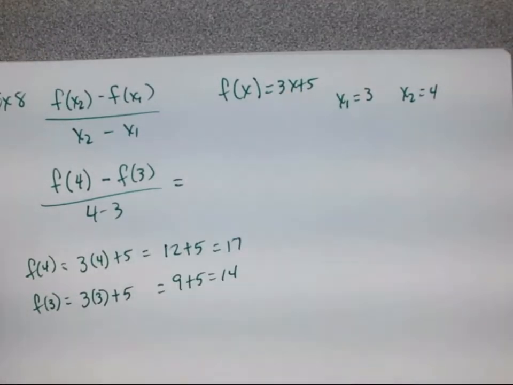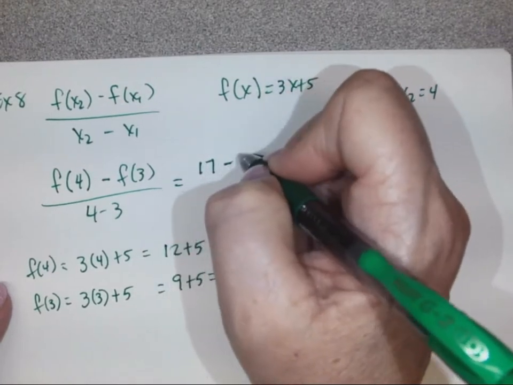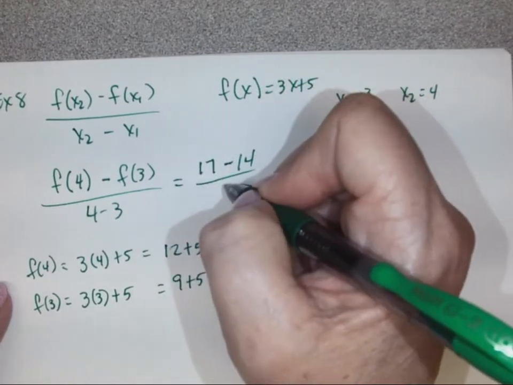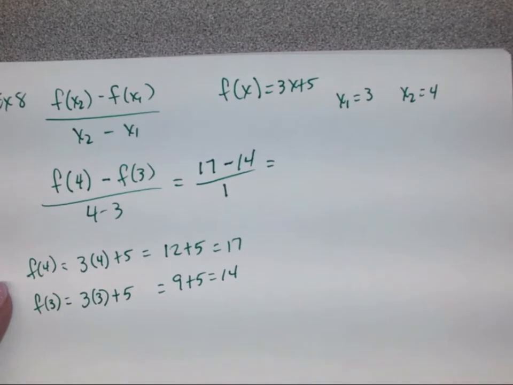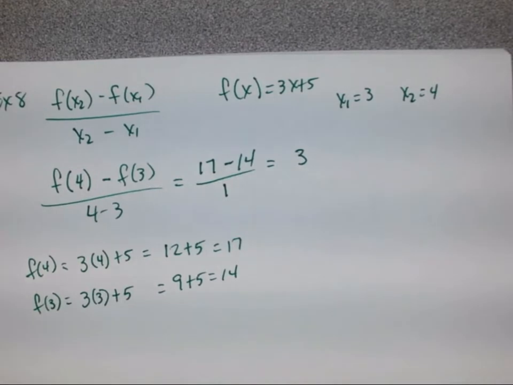So I can bring those values up here. So that'll be 17 minus 14. 4 minus 3 is 1. 17 minus 14 will get us 3. So 3 would be our final answer.